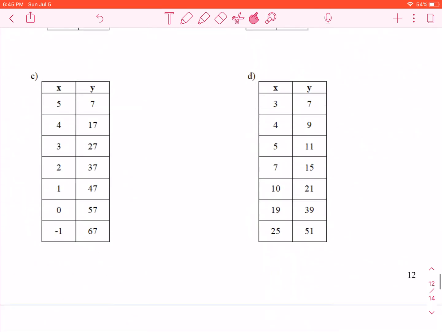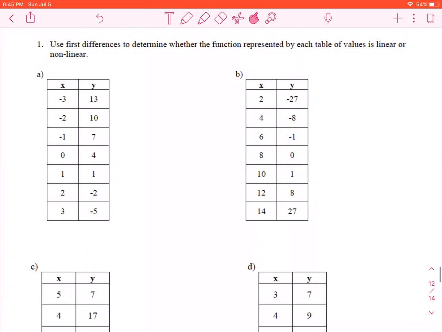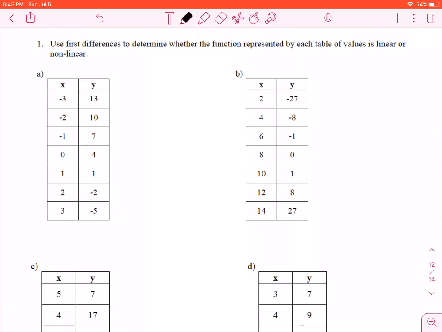So I have 4 examples here that you can try on your own. You would do the exact same thing. So again, start at the bottom, -5 minus -2. Okay, -2 minus 1. And just see if it is linear or nonlinear. If your first differences are not the same, of course that means it is nonlinear.